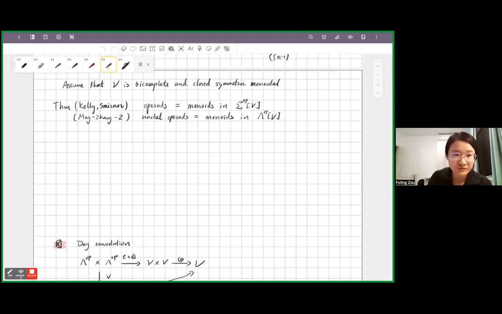And from now on, we assume that the symmetric monoidal category V is closed and also bicomplete. Then Kelly and also Smirnov observed in their papers that we can define some monoidal structure on symmetric sequences such that operads are exactly monoids in this monoidal category. And what we did in our paper is to generalize this to the unital case. So we can define some monoidal structure on lambda sequences so that monoids in that are exactly unital operads.